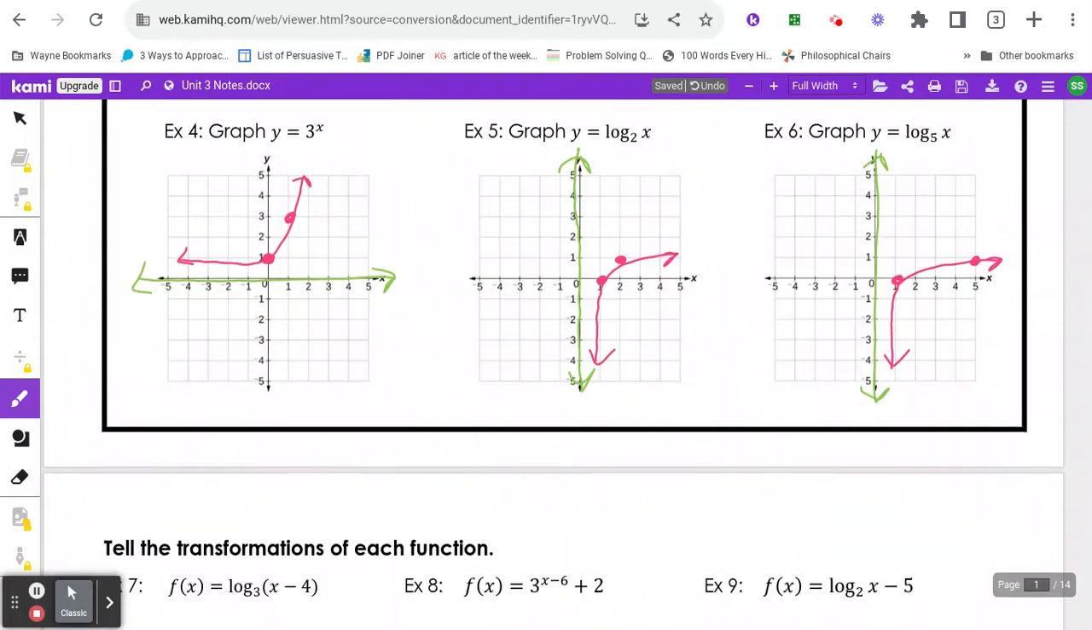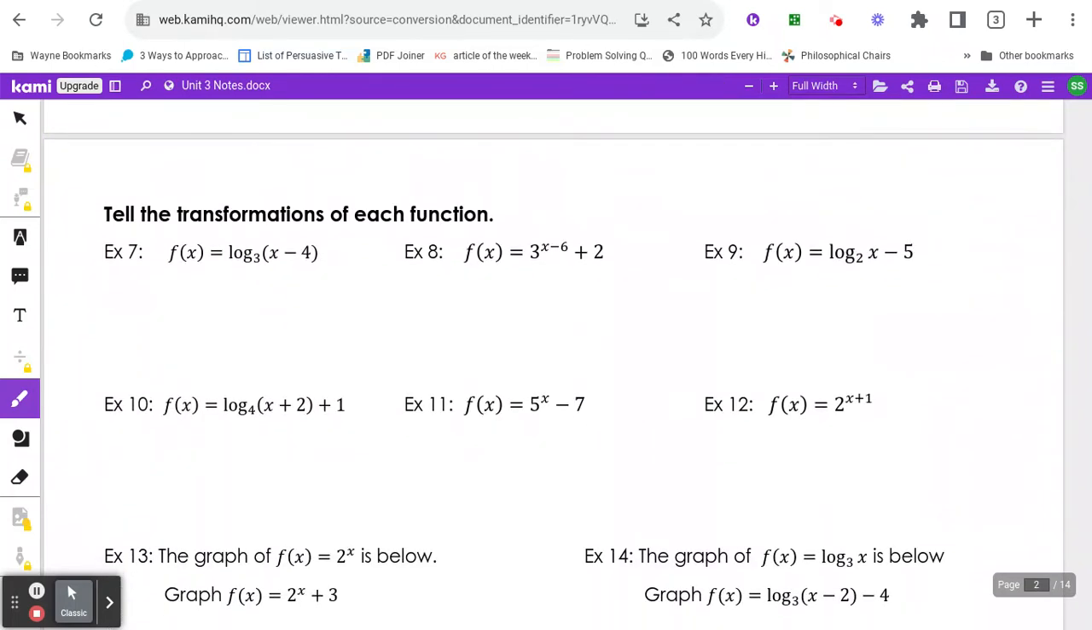On the back side, we're going to learn how to shift these. So these shifts, these transformations as they're called, are very similar to what we've done in the past. If you see a number on the inside, so right here, this -4, that's actually going to move it to the right 4. So it always looks the opposite. Your right, left always looks the opposite. Now that little 3 right there, that's not going to do anything for the transformation. That's not going to move the graph. That's the dot that's going to help us plot that first couple points.